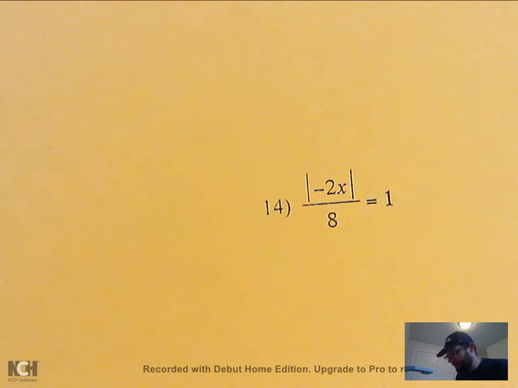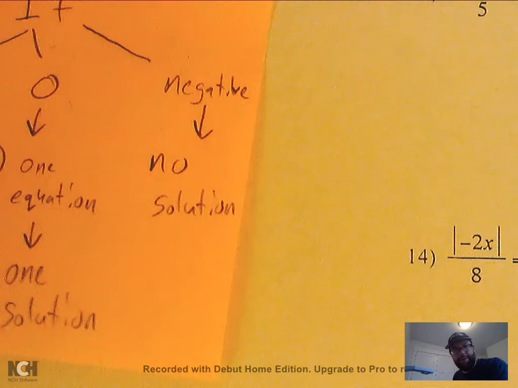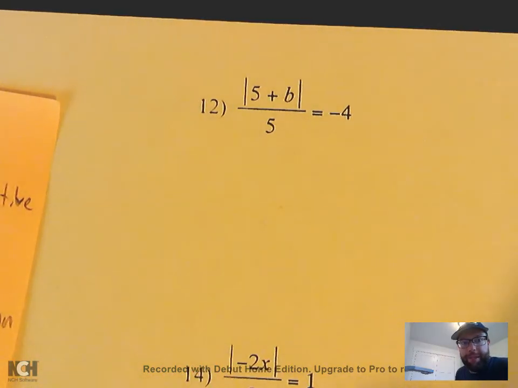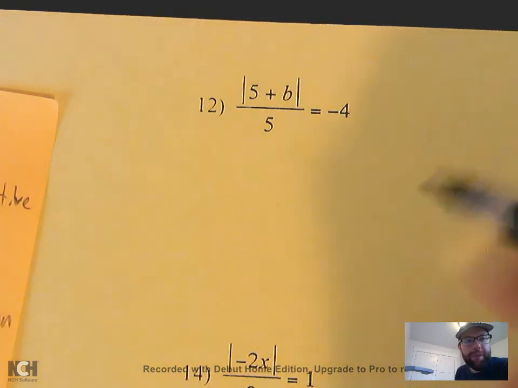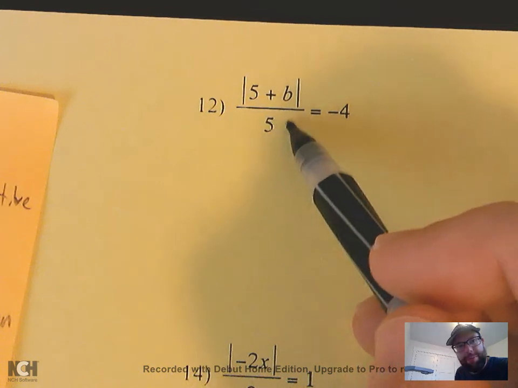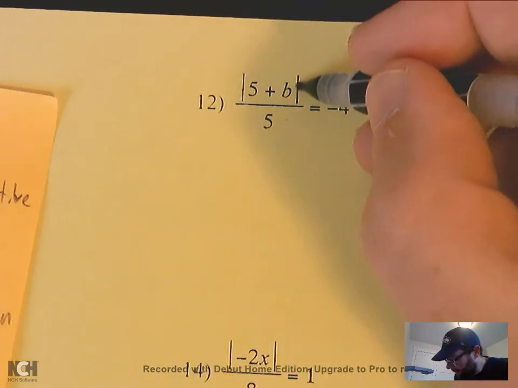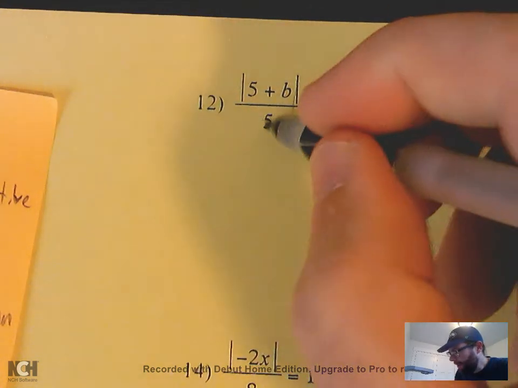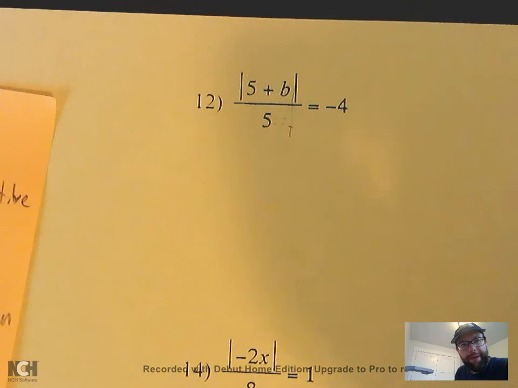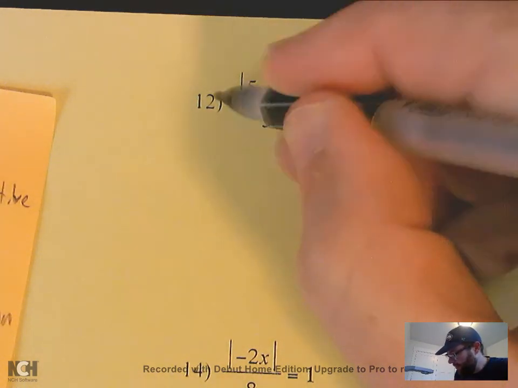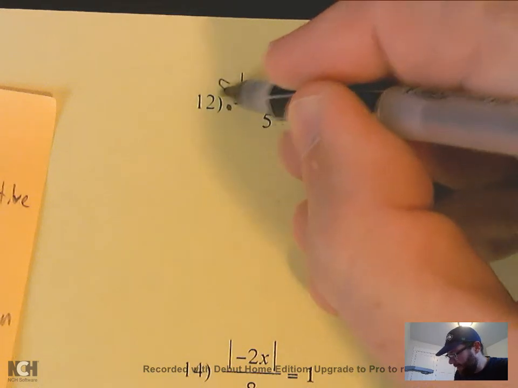Okay, let's look at some other ones. So look on the back here. So here, we have 5 plus b all over 5 is equal to negative 4. So this 5 is not part of the absolute value, right? If it was part, these vertical lines would continue down below, but they don't. So we have to get rid of this 5 before we can look at that absolute value. So to get rid of it, we would multiply, right? Because this is dividing. So we'd multiply each side by 5.